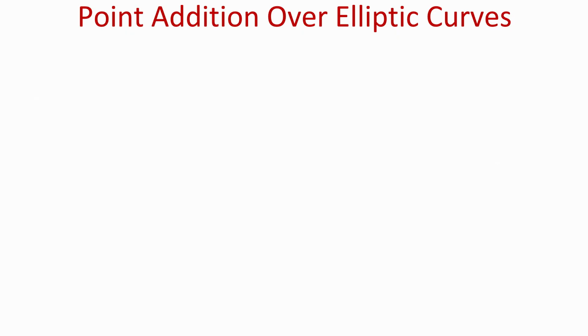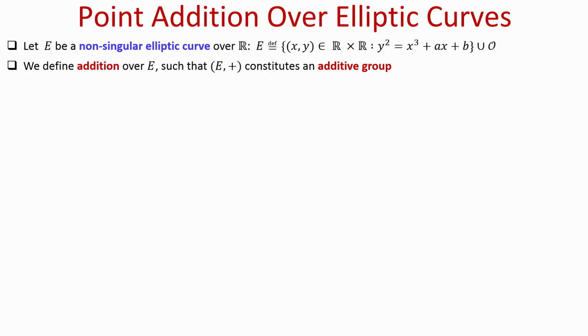Now, what we are going to do here is define a very sophisticated way of performing the addition operation on the points on this elliptic curve. So, imagine you are given a non-singular elliptic curve over the real numbers, and we define the addition operation on these points such that it satisfies all our group axioms, namely it will satisfy the closure property, associativity property, and it will be ensured we have an identity element and an additive inverse for every point on the curve, which ensures that this set E along with the plus operation that we are going to define now constitutes an additive group.